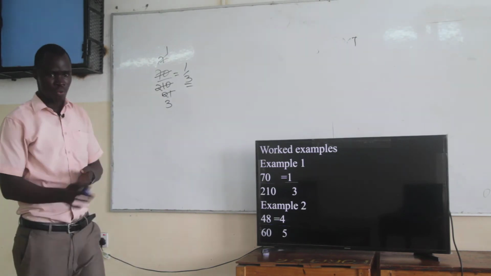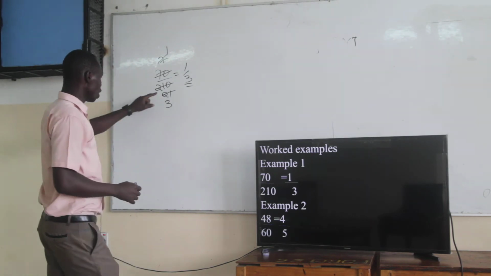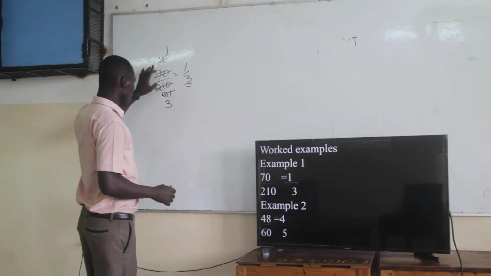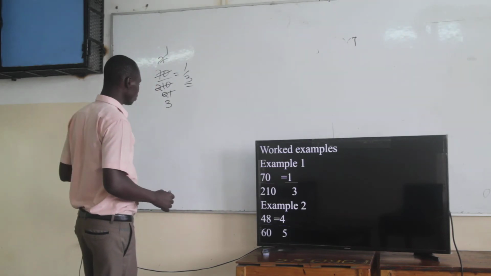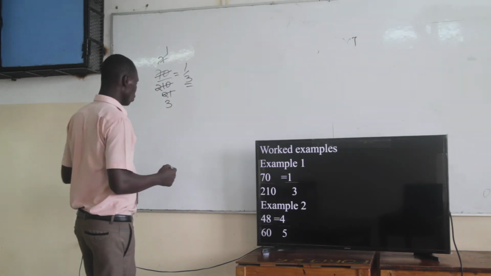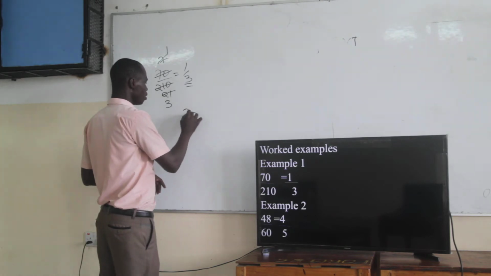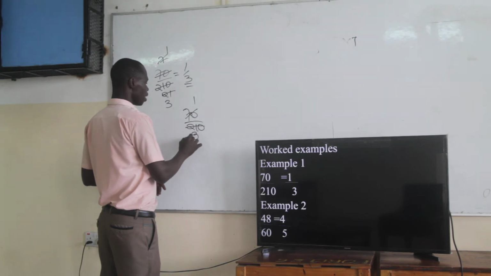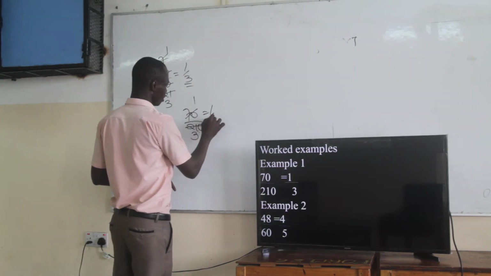But for someone who is able to notice that 7 can go into 21, you can say 70 over 210, just say 70 goes into 70 once, and 70 goes into 210 three times, and your answer is a third.